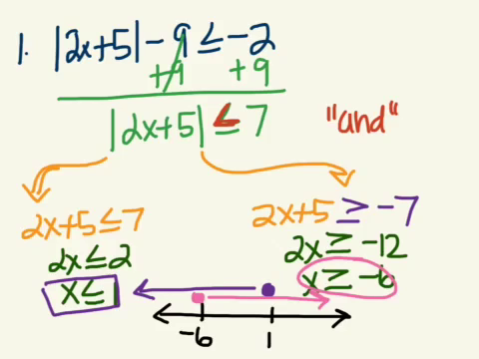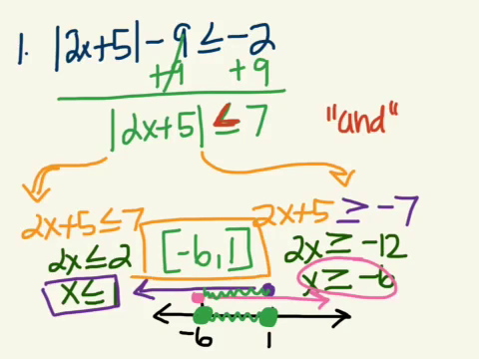Then your final answer is going to be, for the AND inequality, where those two overlap, and if you see, they overlap in between negative 6 and 1. So your final answer is just the numbers in between negative 6 and 1. So how you would write that in interval notation is negative 6 to 1 with square brackets because both of those numbers are included in your final answer.